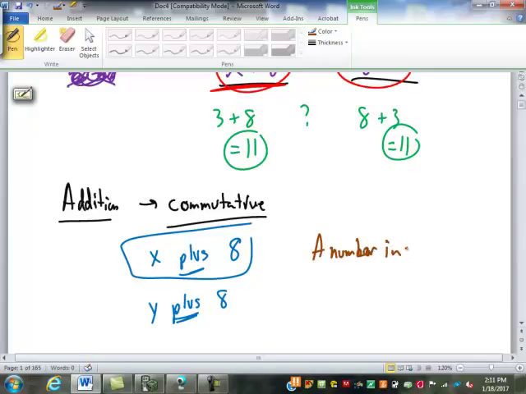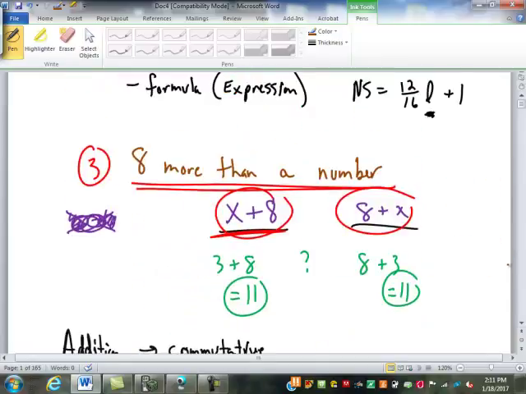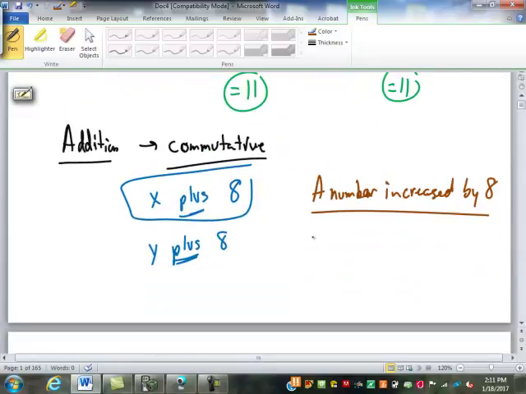You might have a number increased by 8. That would be x plus 8 or 8 plus x. Here I had 8 more than a number. We'd use greater than a number.